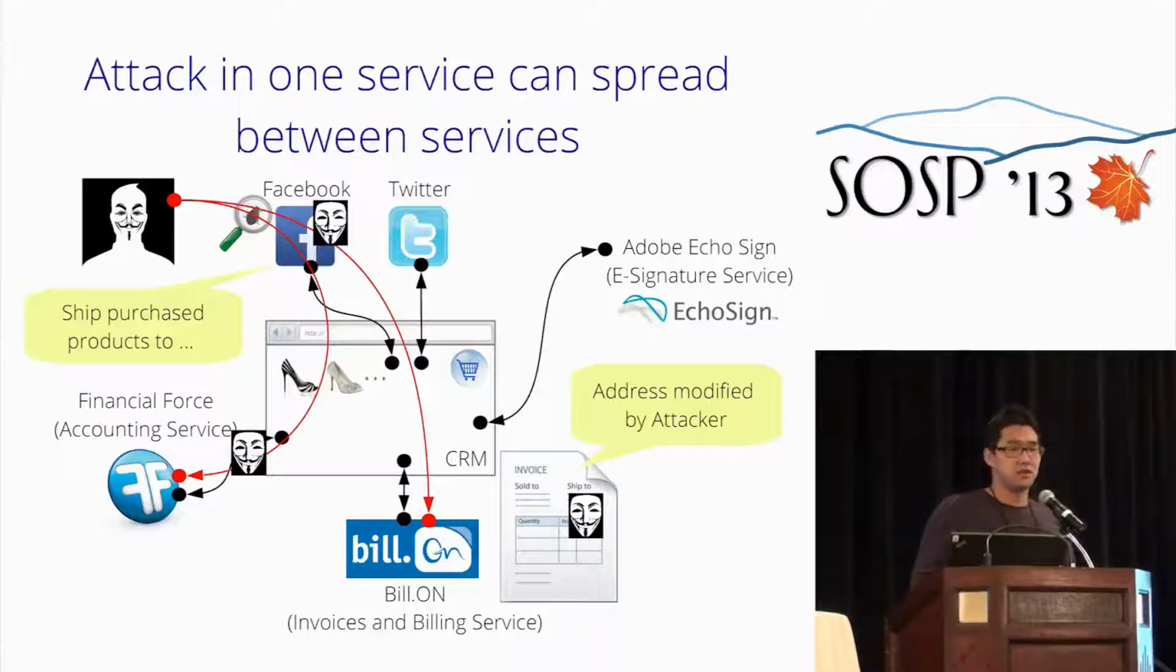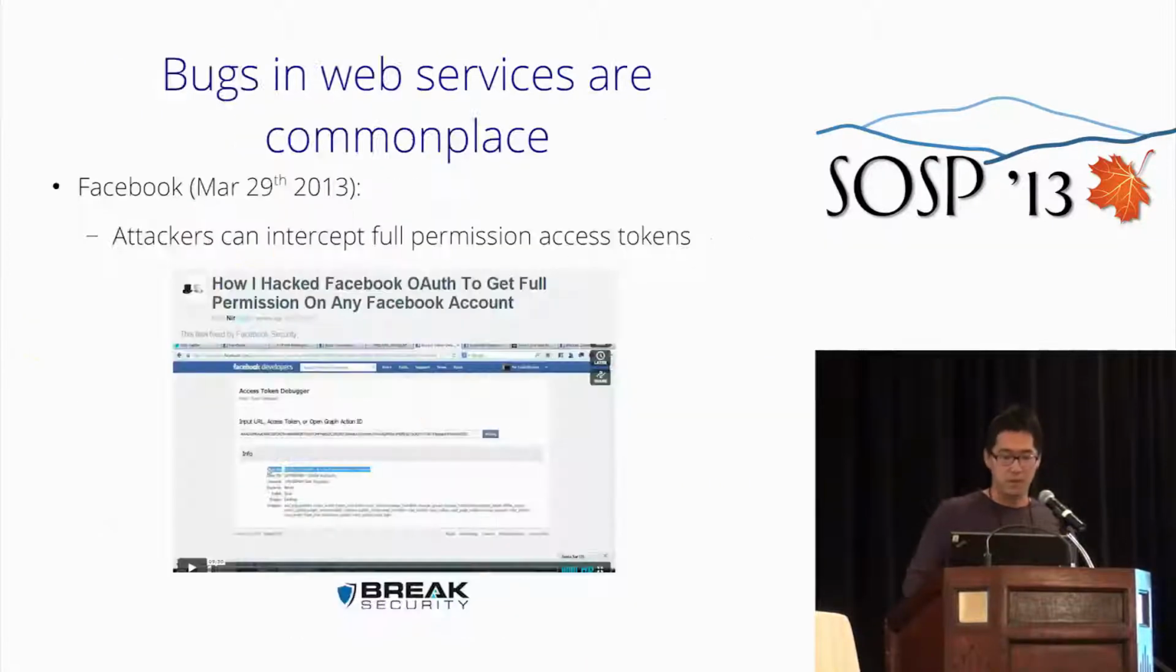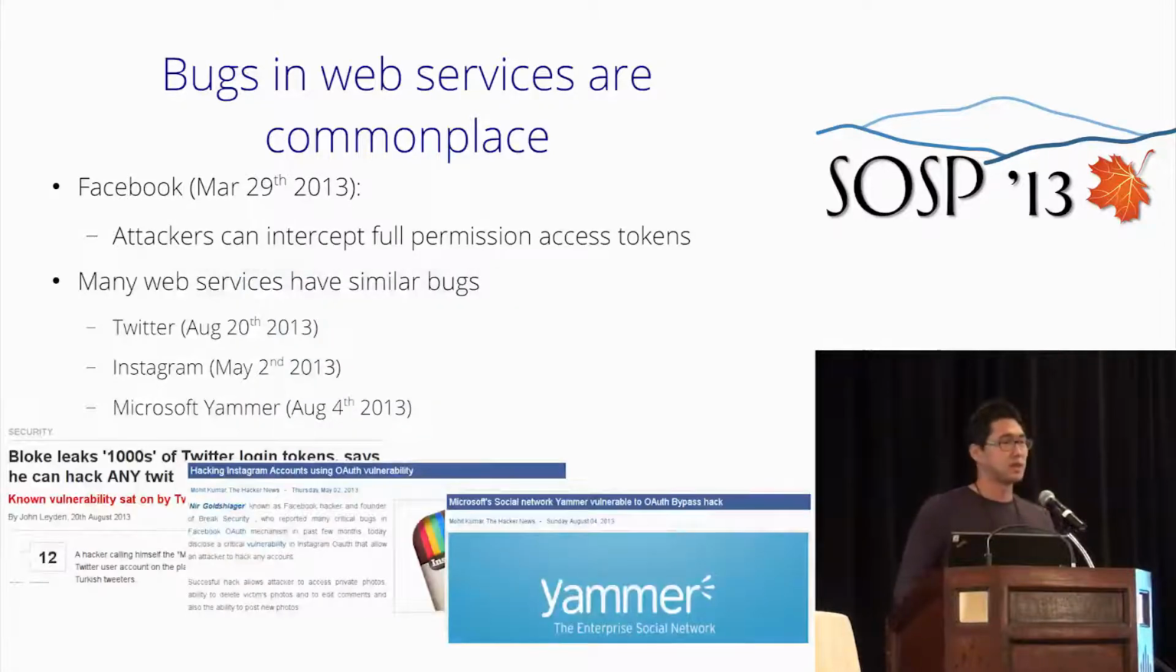This attack scenario is not very far from the real world because there are tons of vulnerabilities in web services out there. For example, a few months ago, a security researcher found a vulnerability in Facebook Connect. Because of this vulnerability, an attacker can intercept a full-permission access token of the user. Other major websites were not the exception. For example, Twitter, Instagram, and Yammer had a similar vulnerability.